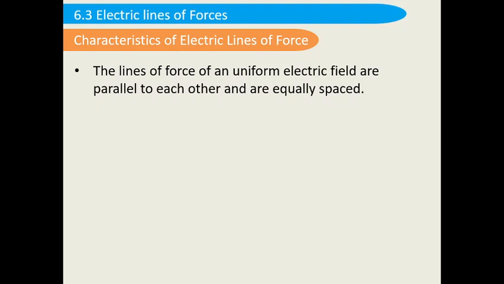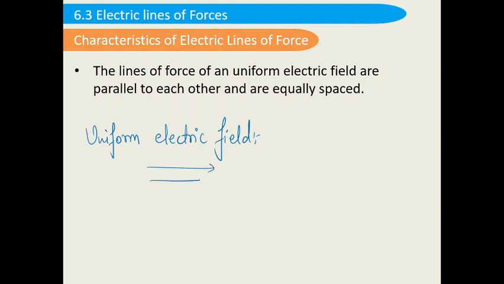The next characteristic is that the lines of forces of a uniform electric field are parallel to each other and equally spaced. I told you about uniform electric field. So what does uniform electric field mean? How to draw it? Parallel lines which are equal in length and equally spaced. So this is called a uniform electric field. So what is a non-uniform electric field?